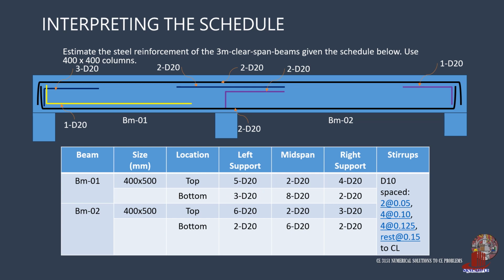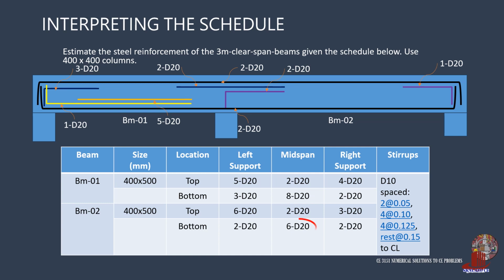For bottom midspan of beam 1, there should be 8D20, which asks for 6 cut bars in this location. However, remember that there is one D20 on the left, which means we can continue this bar until midspan. This then will make only 5 D20 on midspan with the midspan length.